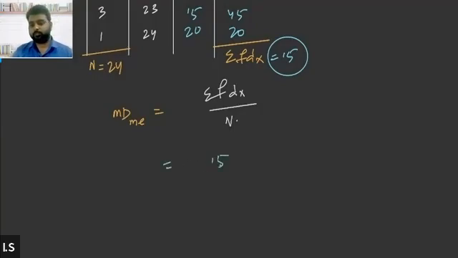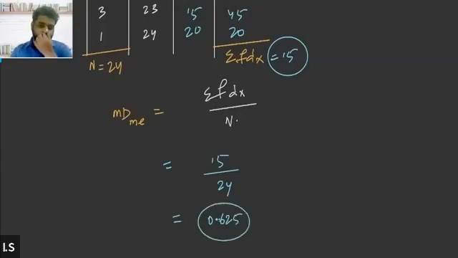Now we will put the value into the formula. So 15 divided by how many items are there? So 24 items are there. So 15 divided by 24, we will get 0.625. This is the mean deviation from median.